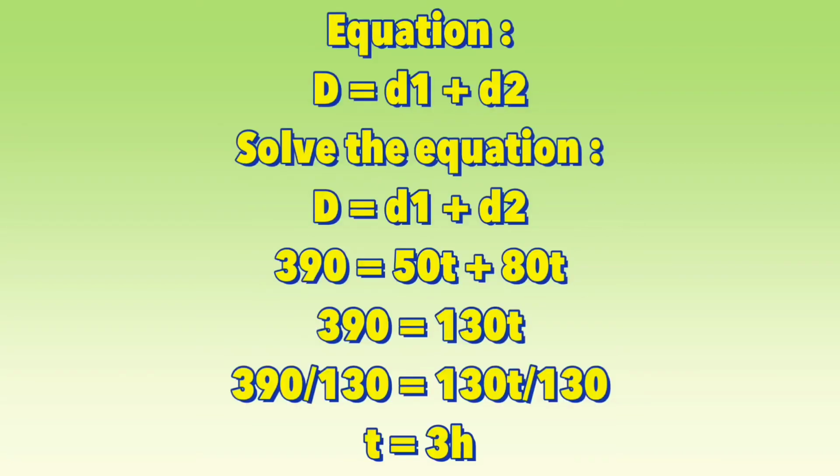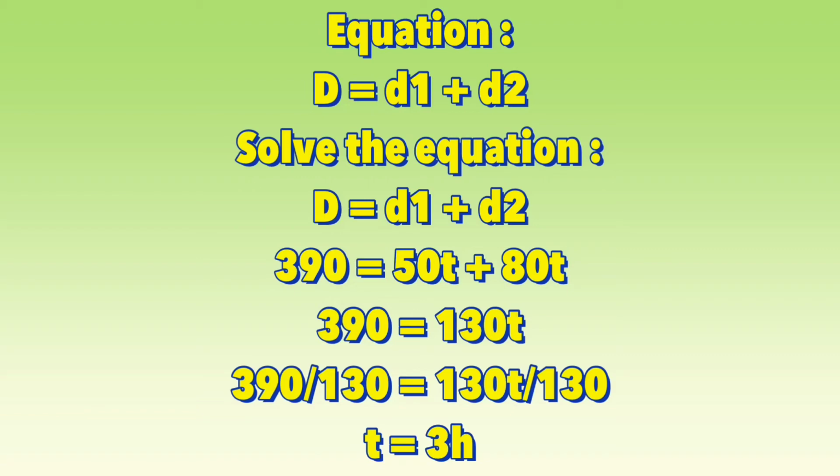Okay, the distance covered is 390 equals the distance of each bus, we have RT. So the rate of the first bus is 50 times T plus the rate of the second bus is 80 times T. Then our next step is to combine like terms. 50T plus 80T equals 130T. And 390 just copy, and we have to divide both sides by 130. So 390 divided by 130 equals 3, and 130T divided by 130 equals T.